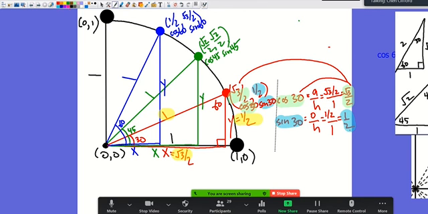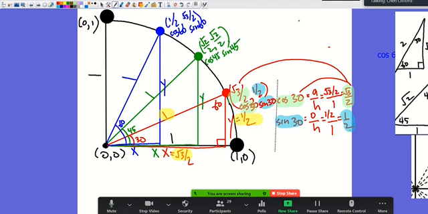Now, the most typical mistake people make is that they call this sine and that cosine. They call this sine and that cosine. It's cosine then sine, for the x then y values.